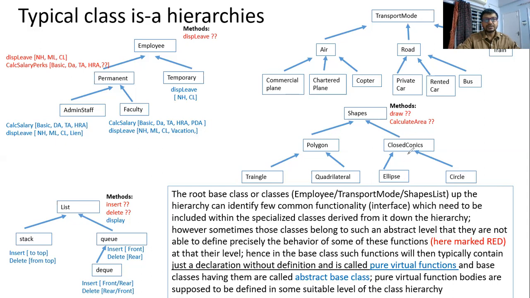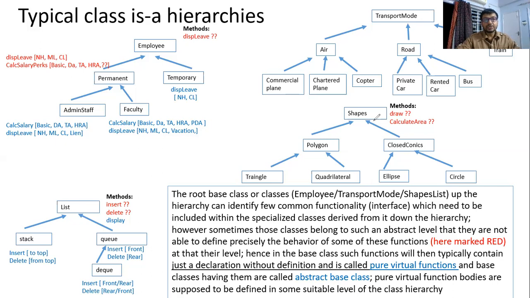Even closed conics, specifying it as closed conic may not be enough. In case of polygon, there may be some similarities like that. So the point is, an area calculation also cannot be done unless you come to this level. So in this hierarchy also, you will have enough idea of what methods will be there, what virtual functions will be there, but you don't have enough information to define them. So here they will be declared as pure virtual functions, and because of that reason, these classes cannot have an object instance, because things are not yet complete.